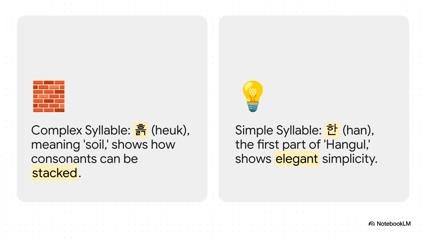Okay, so here's the magic of Hangul. You see, a syllable can look pretty complex, or it can be super simple and clean. But here's the secret sauce. Instead of memorizing thousands of characters, you only need to know 24 letters. That's it. They just snap together in these neat logical blocks.